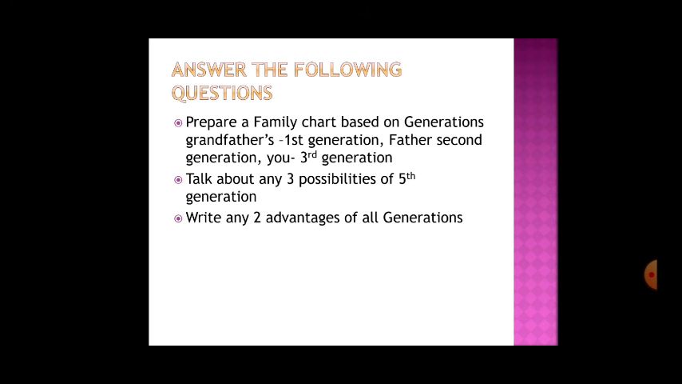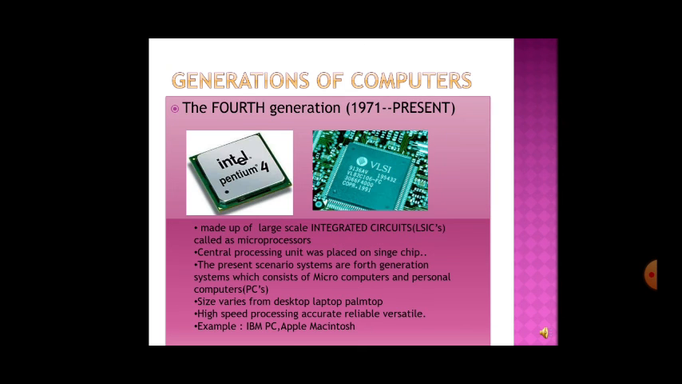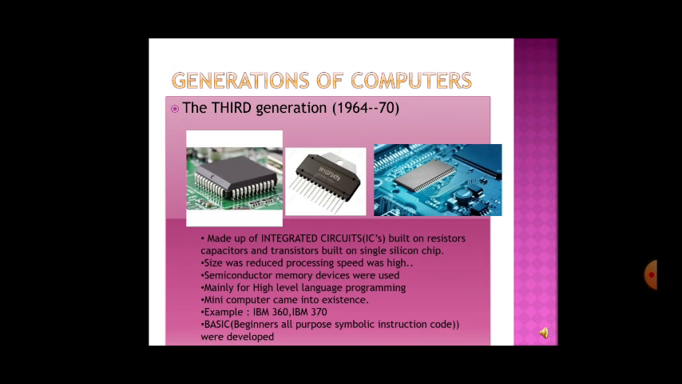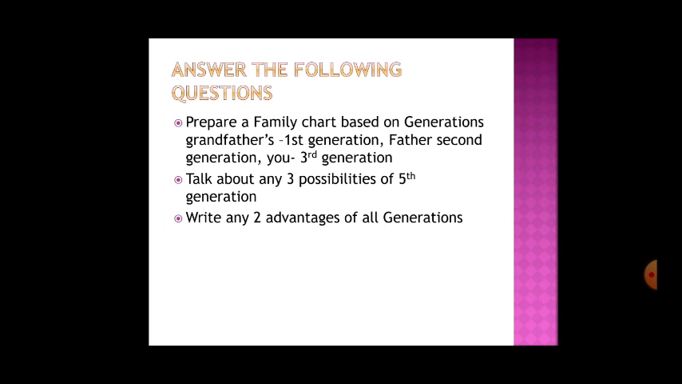What are the uses and advantages of this artificial intelligence? Also write any two advantages of all the generations, that is fifth, then fourth, third, second, and first generation. Any two advantages is okay for me. You can make a chart and explain your generations, then talk about the three possibilities of the fifth generation, the artificial intelligence. What are the consequences of this fifth generation? And then write any two advantages of all the generations.